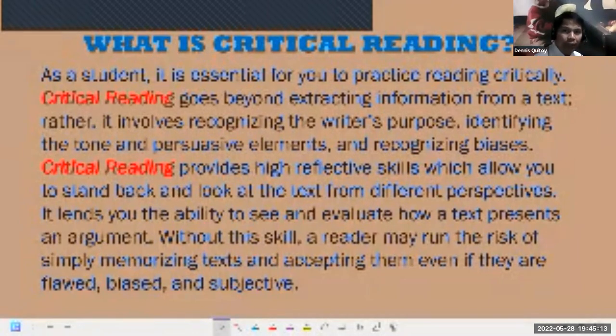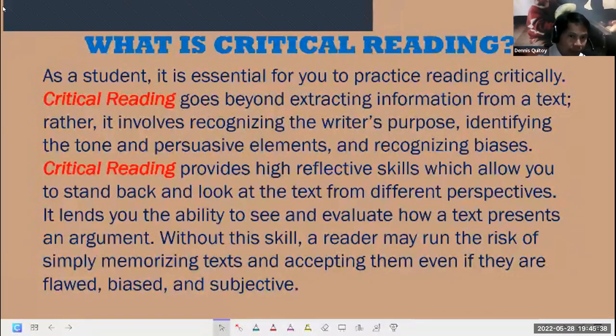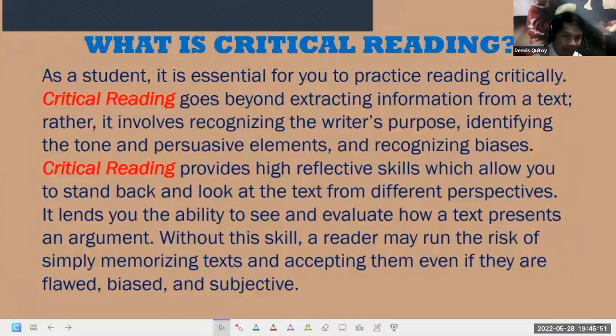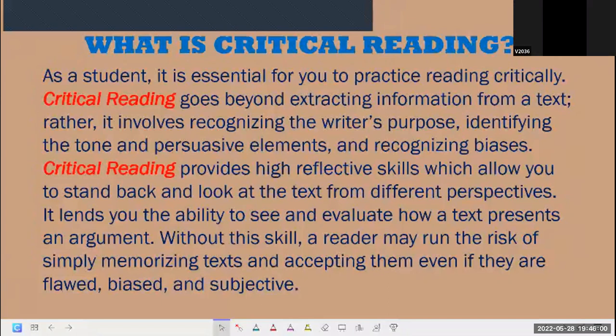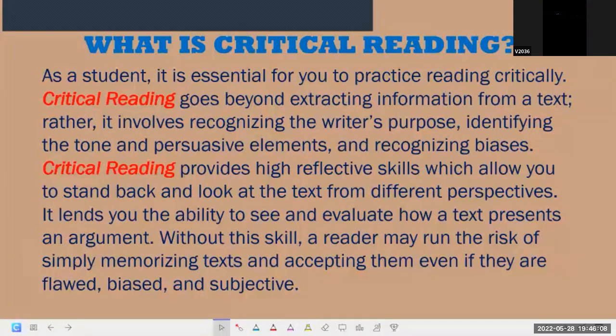Okay? And then these reflective skills will allow you to stand back and look at the text from a different perspective. So you have your own thinking when you do critical reading. In that way, it lends you the ability to see and evaluate how a text presents an argument. Without this skill, a reader may run the risk of simply memorizing texts. It is easy to memorize text, but we don't feel what the meaning of that text is, because we don't have the skill of reflecting and recognizing biases. We know what the persuasive elements, the tone, and the purpose of the writers are.